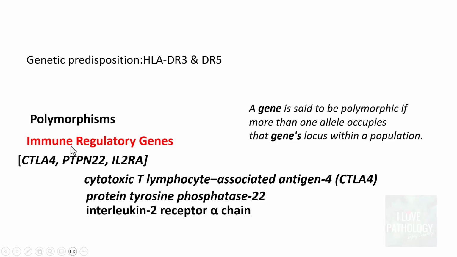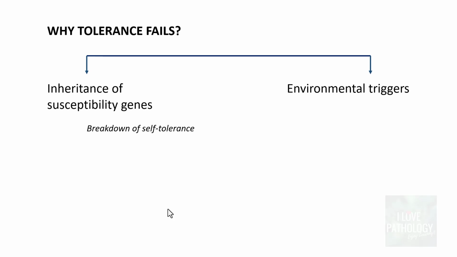So, whenever there is a polymorphism in certain immune regulatory genes like CTLA4, PTPN22, and IL2RA, CTLA4 stands for cytotoxic T lymphocyte associated antigen, the second one is protein tyrosine phosphatase 22, and the third one is interleukin 2 receptor alpha chain. Okay, whenever there is a polymorphism in these immune regulatory genes, that results in genetic predisposition to Hashimoto thyroiditis.